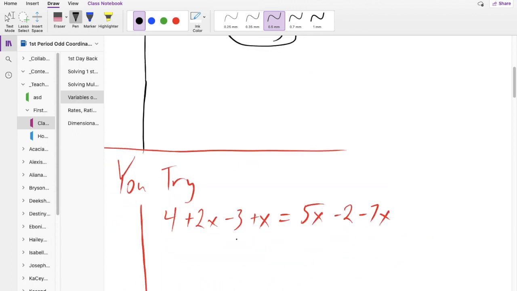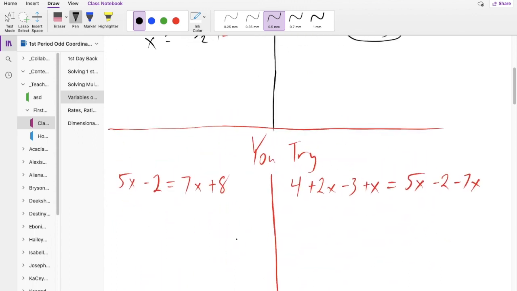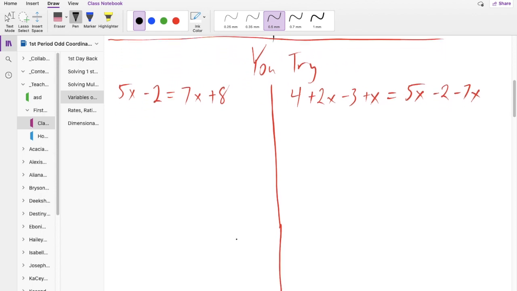So I have 2 You Tries for you to try. The first is 5x minus 2 equals 7x plus 8. And the other one is 4 plus 2x minus 3 plus x equals 5x minus 2 minus 7x. Pause this video and give them a try. All right, on the first one, you should have gotten x equals negative 5. And on the second one, you should have gotten x equals negative 3/5. Again, go back, see if you can find a mistake that you made, and try over again.